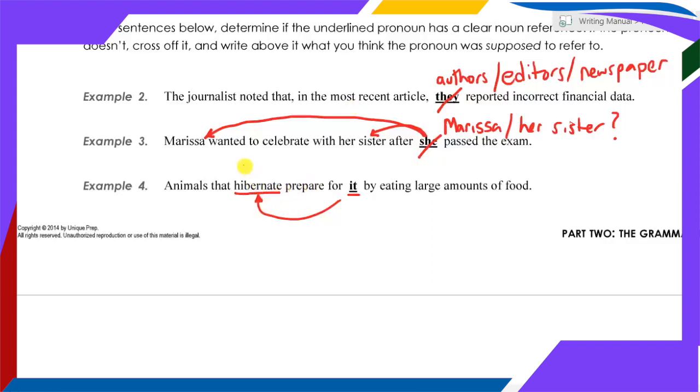Hibernate in this sentence is actually a verb. So although we know that the "it" refers to the noun form of that verb, the "it" refers to hibernation, we can't have the "it" referring to hibernate itself. So what we would need to do is we would need to cross off this "it." We would need to write hibernation, or we could even write winter, something like that. That "it" needs a clear noun reference, which it right now does not have.